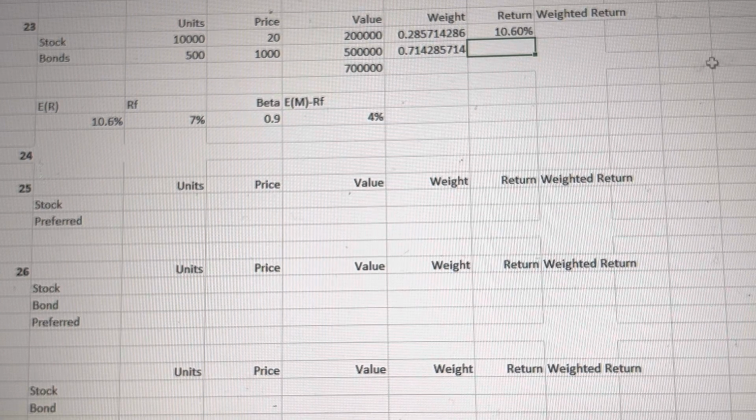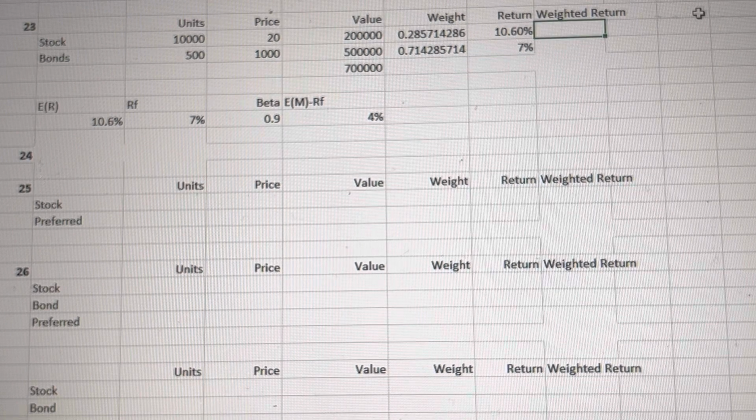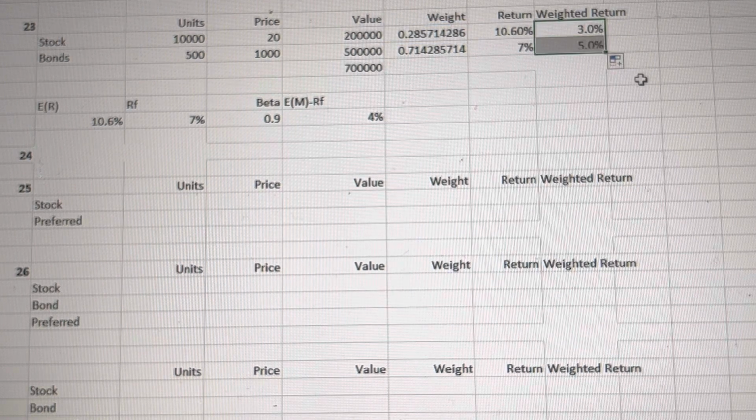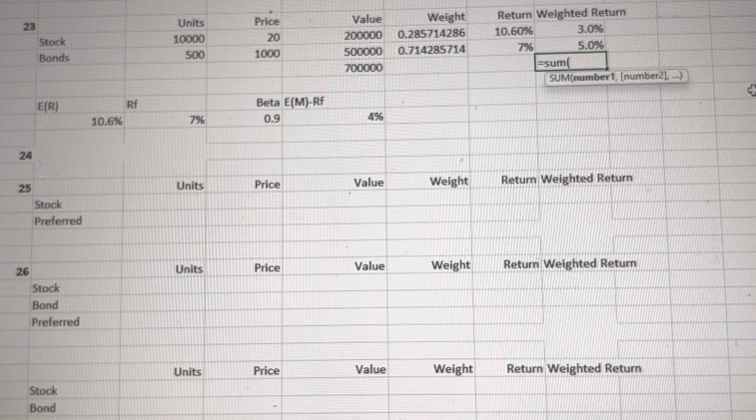The bonds' return is 7%. The weighted return is the weight times the return. The final answer is the sum of the weighted returns, which gets us a value of 8%.